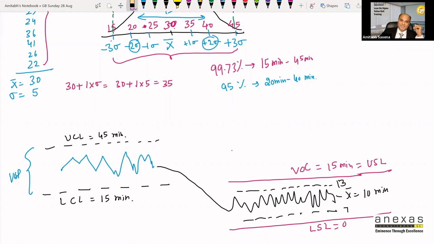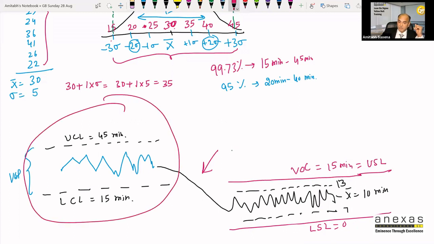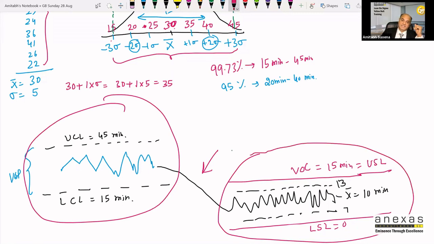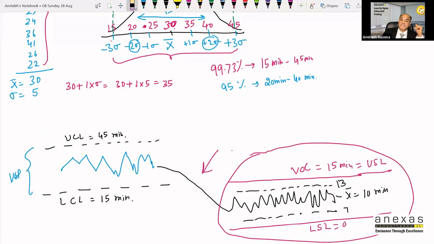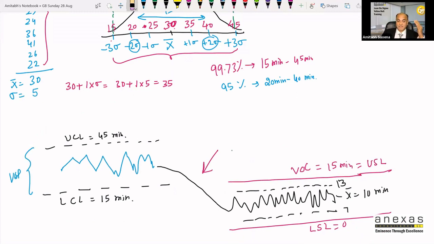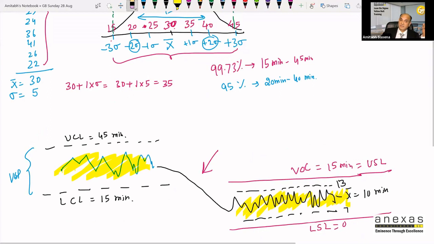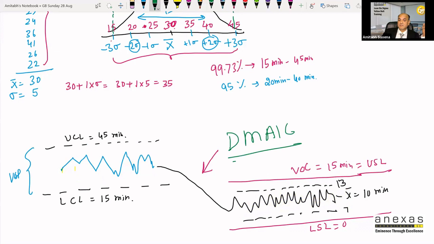Now moving this process from this state to the new state is not an easy task. It is like changing the DNA of your process. This is the way we have been operating in the past. And now we want to make something like this. It's not going to be easy. It takes time. And that is why we do a DMAIC Lean Six Sigma project. So DMAIC Lean Six Sigma project can make it happen.